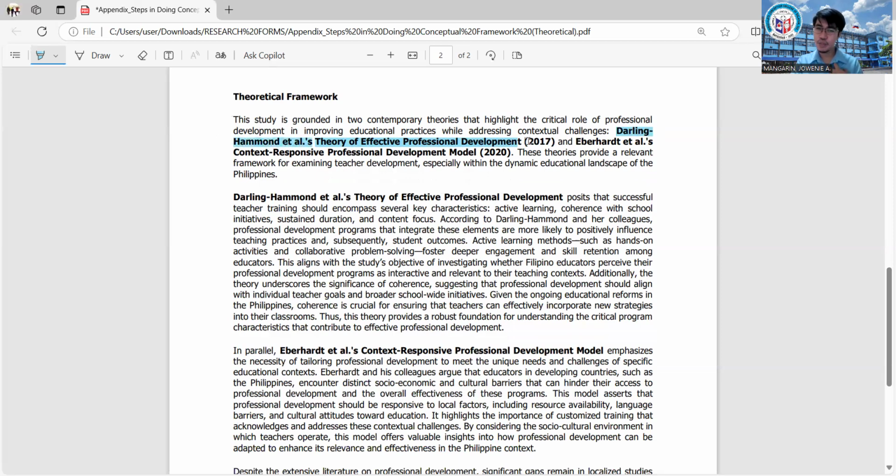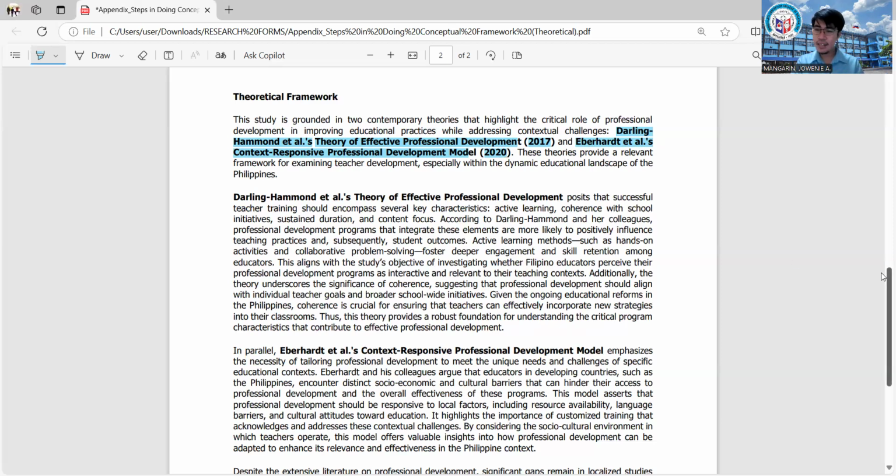Okay, so medyo fresh pa yung idea na to. Saka yung context response professional development model na gagawin or na ginawa ni Eberhard et al. 2020. So, mas fresh yung idea na to. Paliwanag na. Nasunod na agad yung guideline number 1. Presentation of the theory. Kailangan i-present natin yung theory na gagamitin natin.